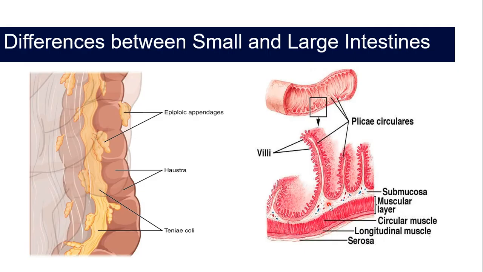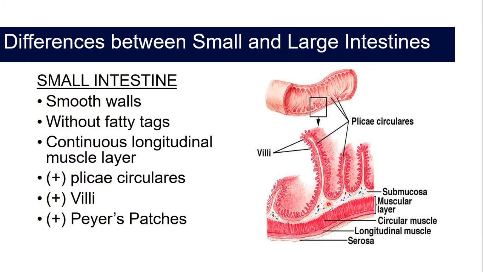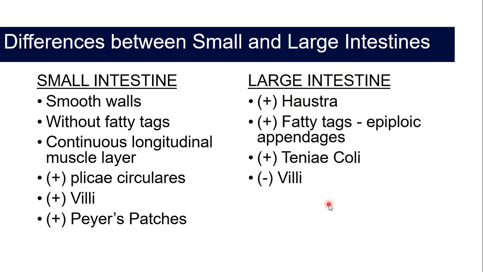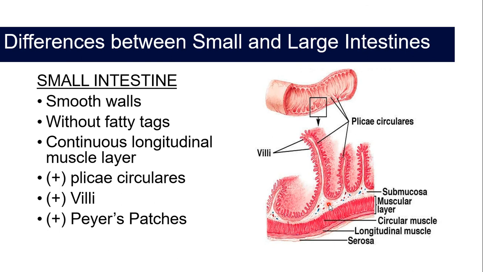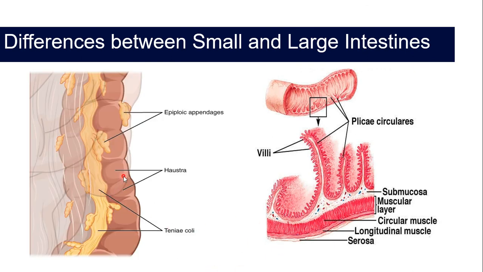Now, what is the difference between the small and the large intestine? First, your small intestine has smooth walls compared to your large intestine, which contains haustra. Now, these haustra, as you can see here in the picture, are formations in the large intestine that give it a sacculated presentation.